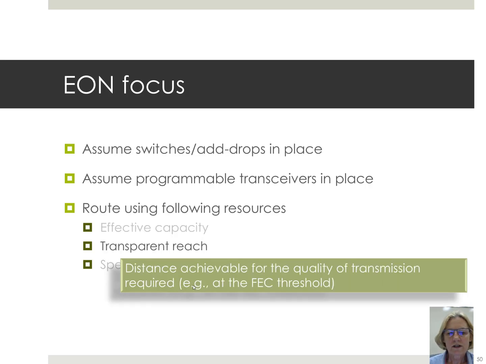In order to do an effective routing, I have to know what kind of distance is achievable for the quality of transmission required. And remember, I said there were different kinds of FEC thresholds I could use. So depending on whether I had a high overhead FEC or a low overhead FEC, I could achieve greater or less distance, for example. And also the modulation format I have will influence that.